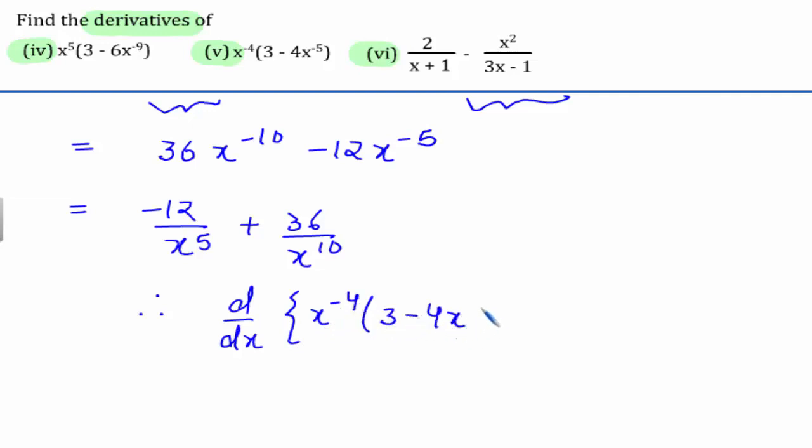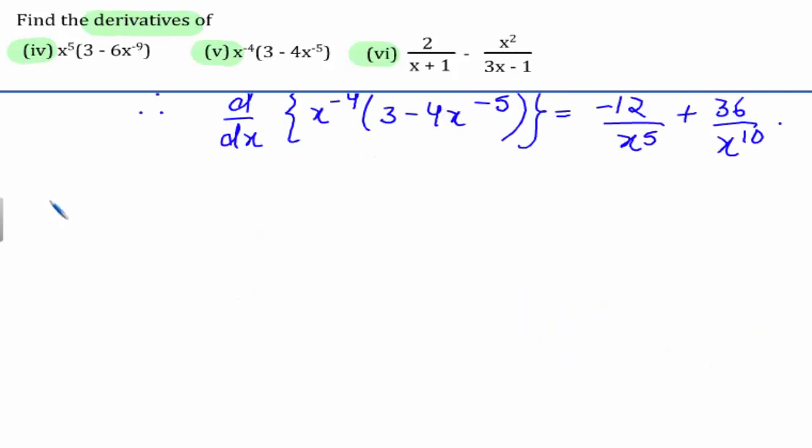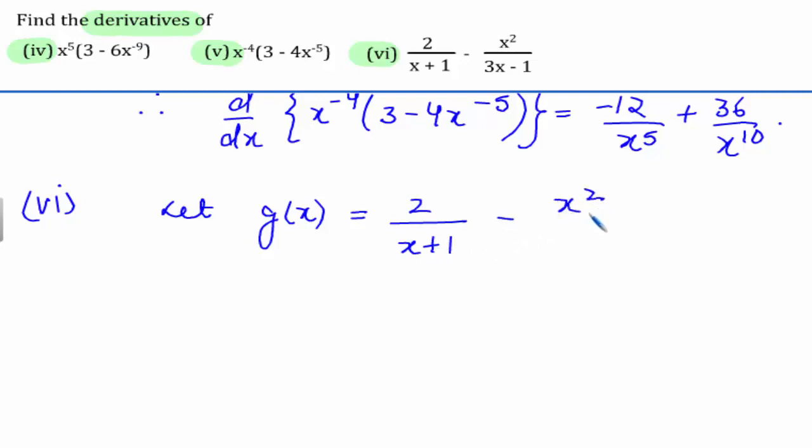Let us now move on to the last part and define the given function by g(x). So g(x) is equal to 2 divided by x plus 1 minus x square divided by 3x minus 1. Now let us find the derivative. Here we have the difference of two functions, and both the functions are the quotient of two functions. Therefore, here we will apply quotient rule on both the terms one by one.